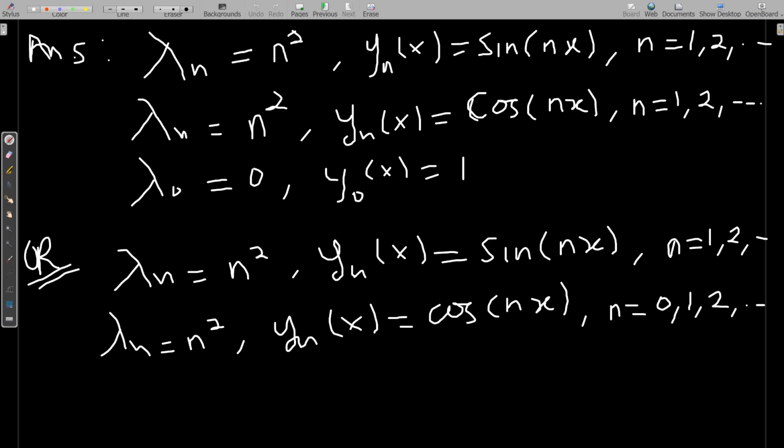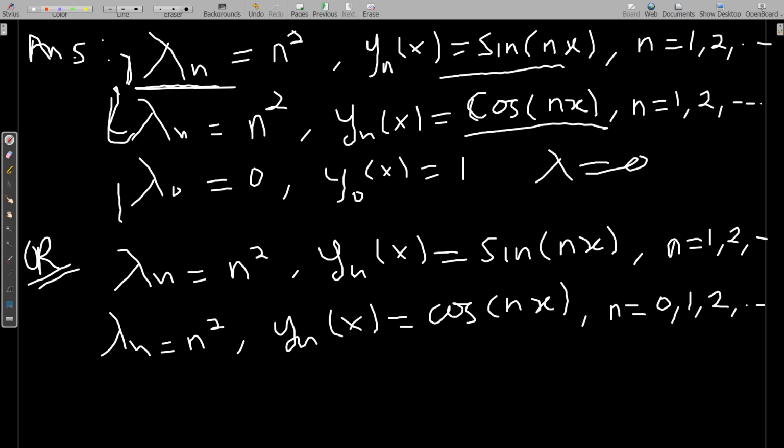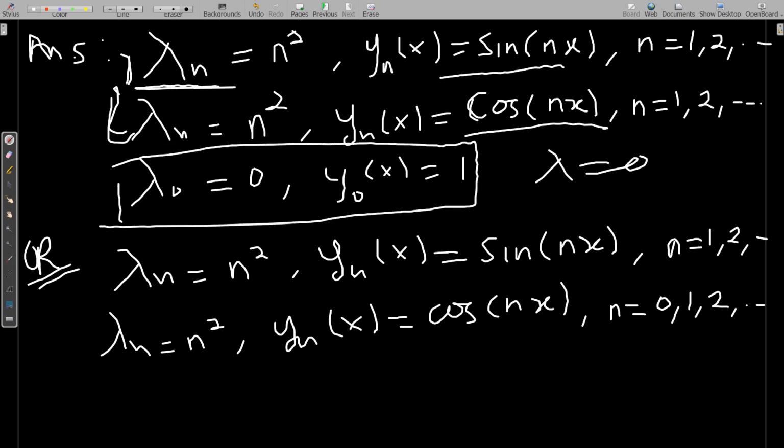The answer is that case 1 will give you these two. They will give you n squared, that's the eigenvalues, n squared and n squared. And then the eigenfunctions will be the separated ones. That's where I said you have to split them: sine of nx and cos of nx, with n equals 1, 2, 3, and the rest. And then case 2, where lambda should be equal to 0, this is what you get. And with case 3, you won't get any eigenfunctions or eigenvalues.